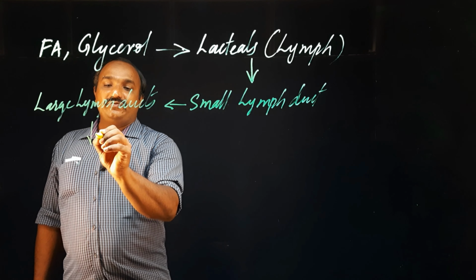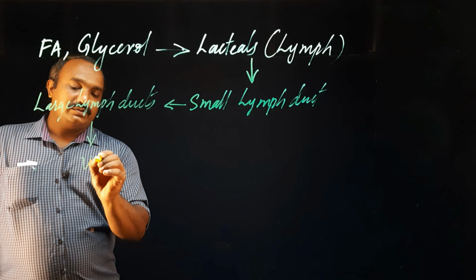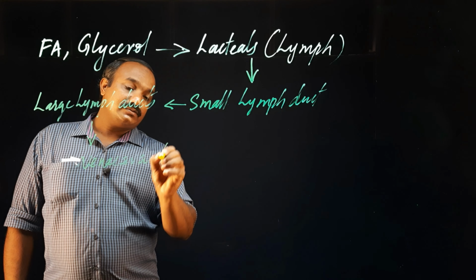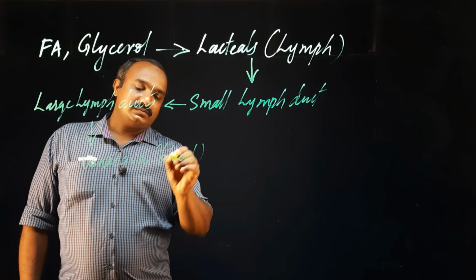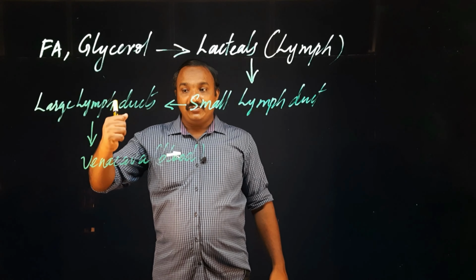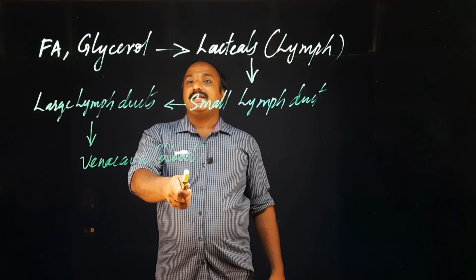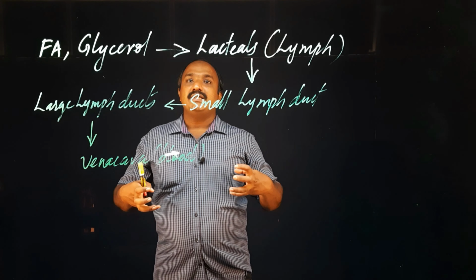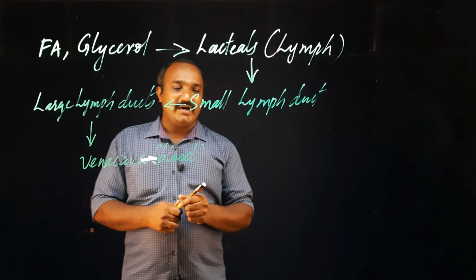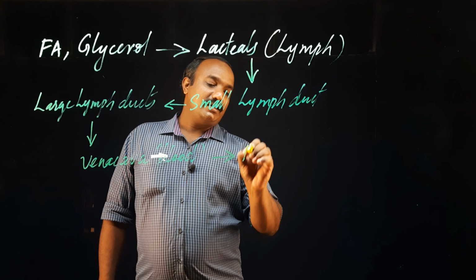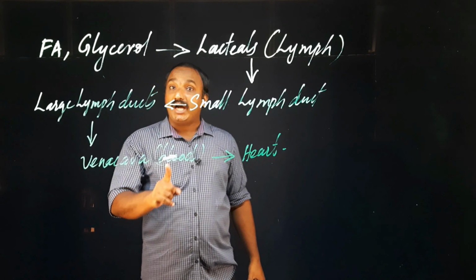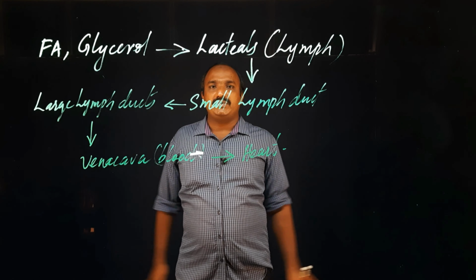Then these large lymph ducts combine with what? The blood vessel that is going to the heart. That is vena cava. We studied that in the last class. So, large lymph ducts combine with what? Vena cava. Vena cava contains what? Blood. Because that is the main vein that carries the blood from all parts of the body directly to the heart. So, if the nutrients are reaching the heart, surely they will reach all the parts of the body.